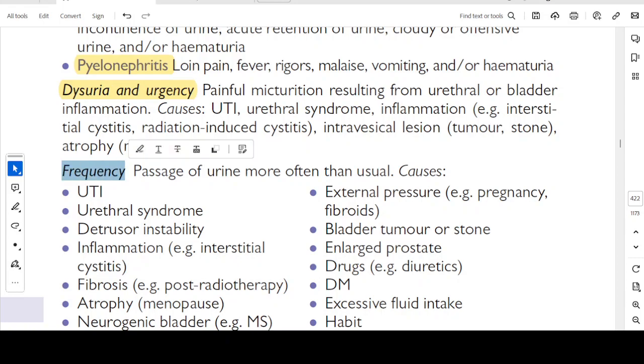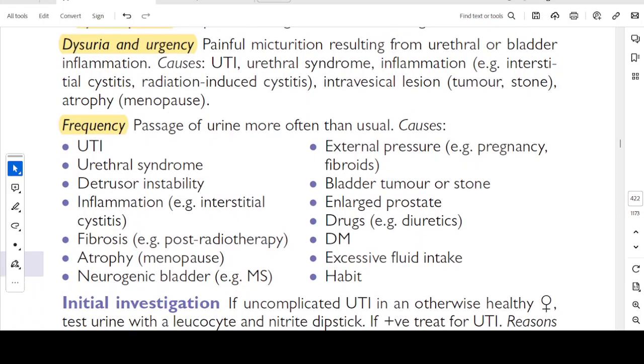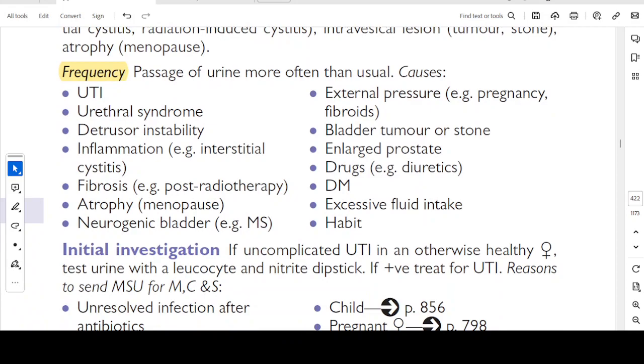Frequency of urination: passage of urine more often than usual. Causes are urinary tract infections, urethral syndrome, detrusor instability, inflammation, interstitial cystitis, fibrosis, post-radiotherapy, atrophy after menopause, neurogenic bladder as in multiple sclerosis, external pressure, for example pregnancy or fibroids, bladder tumor or stone, enlarged prostate, drugs like diuretics, diabetes, excessive fluid intake, and habit.